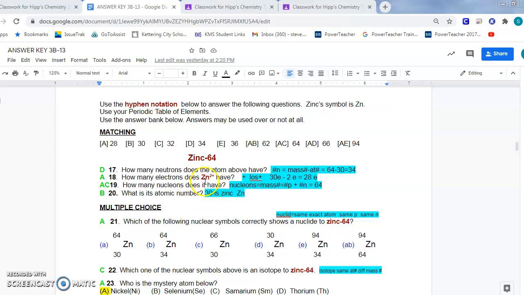Questions 17 through 20 deal with the hyphen notation where it says zinc hyphen 64. So what did they tell us? They told us it was zinc. What else did they tell us? What does the 64 indicate?